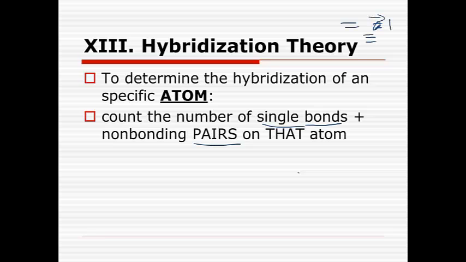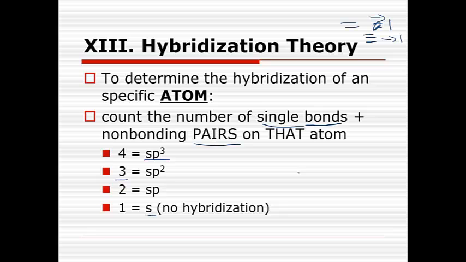If you have a triple bond, you count one of these. The other two are not single bonds, they're multiple bonds. So in either case, if you saw a double bond or triple bond, your count is 1. Then you count how many other bonds are on that atom, plus the non-bonding pairs. If the total is 4, the hybridization of the atom is sp3. If the total is 3, it's sp2. If the total is 2, it's sp hybridization. And if you only have 1, it's basically just an s orbital. No hybridization took place.